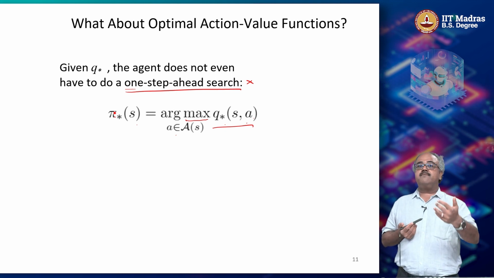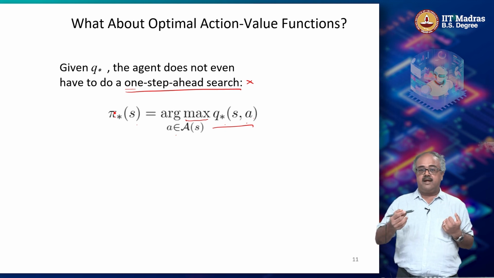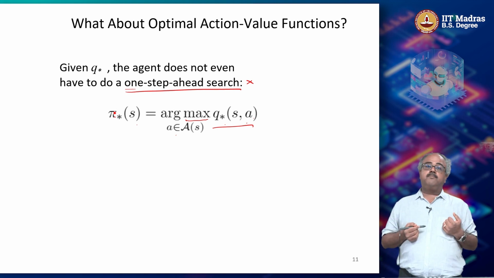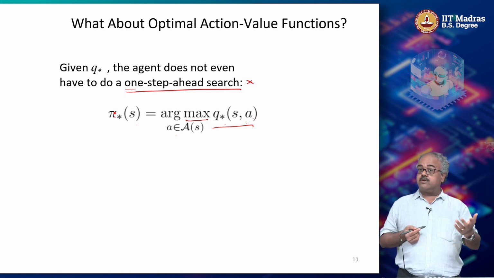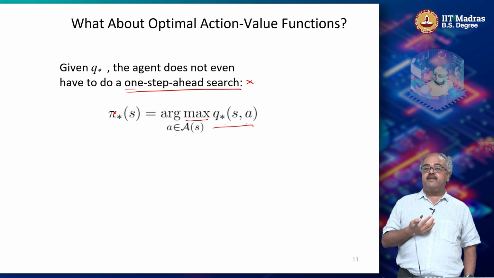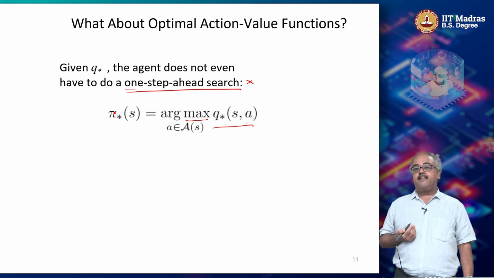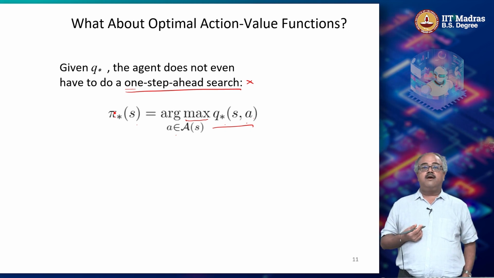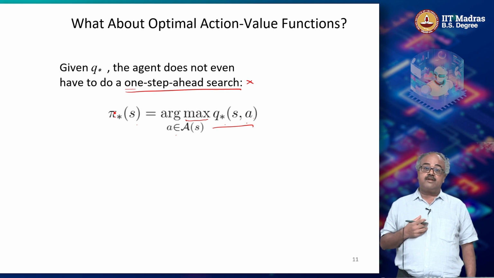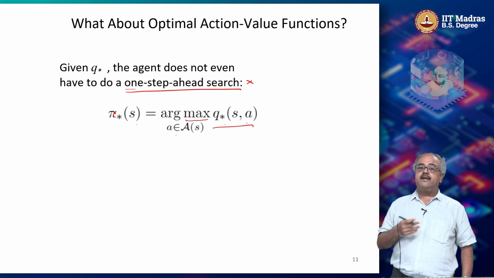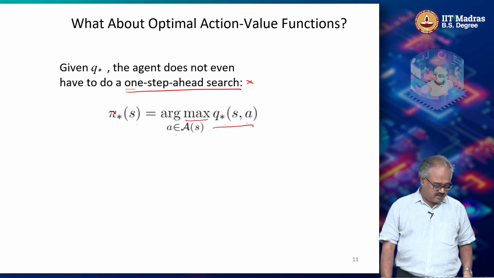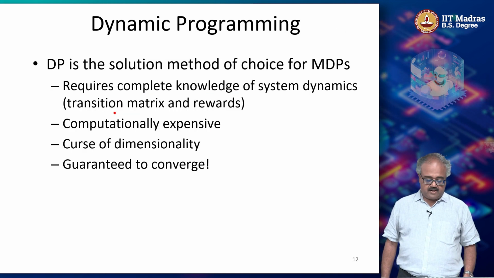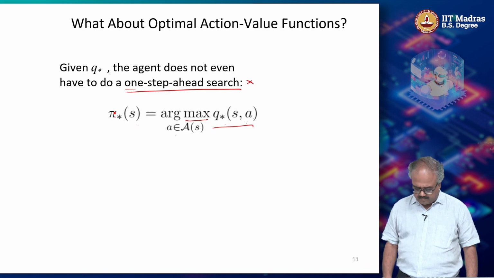So, if you are able to estimate Q star without knowing P and R, you can get the policy pi star also without knowing P and R. If you are only finding V star, you need to know P before you can find pi star. But if you are learning Q star, you don't need to know P. You can directly optimize from the Q star to get pi star. Okay, so that's where we are at. Let's stop here.